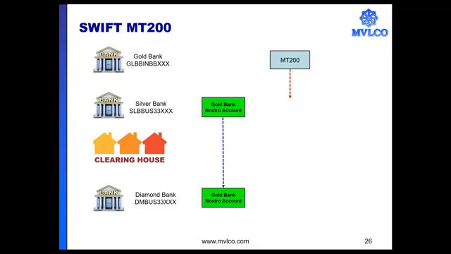When Silver receives this message, Silver will create a clearinghouse message, the clearing system message, by debiting the Nostro account of Gold Bank and crediting in their own books, that is in Silver Bank's books, the settlement account mirror.